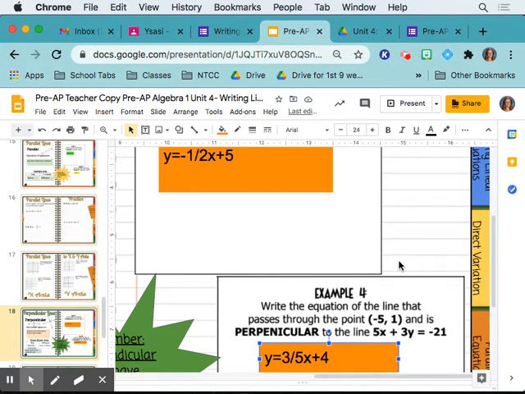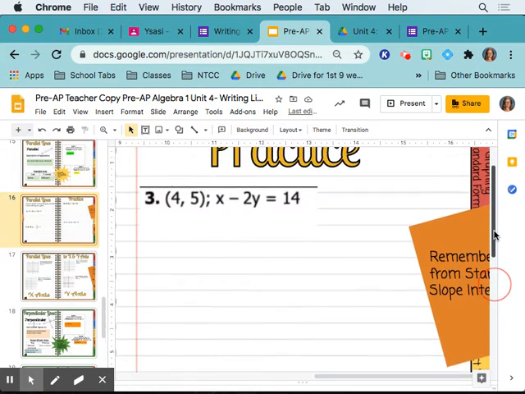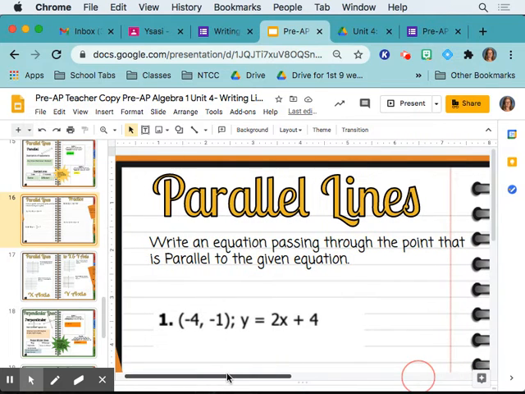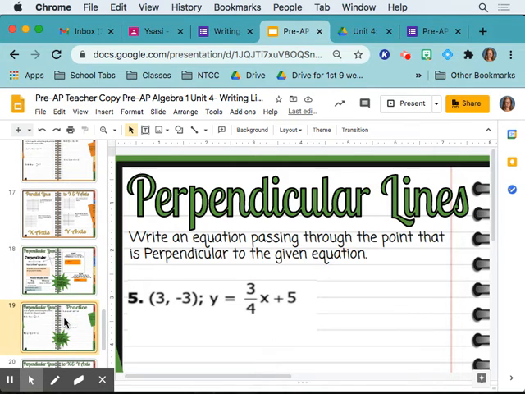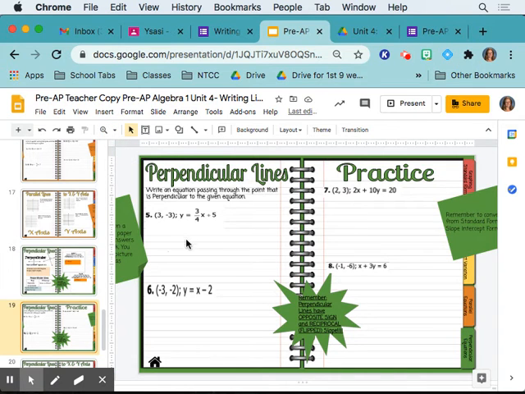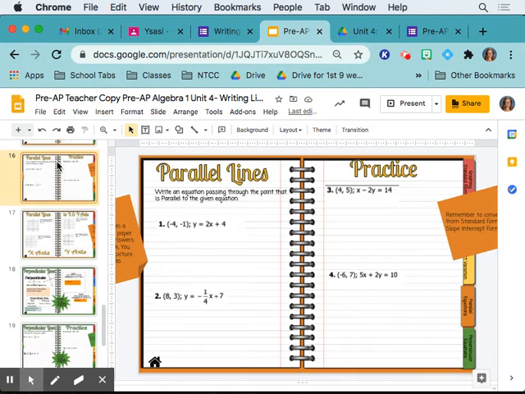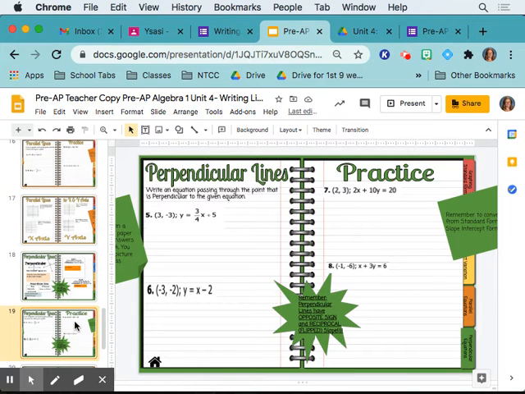Okay, your assignment is, let's see, homework is to do this in your journal, slide 16 and slide 19. That's a total of how many questions? Eight total questions. 16 and 19. That's your assignment. Make sure you work it out in your journal.